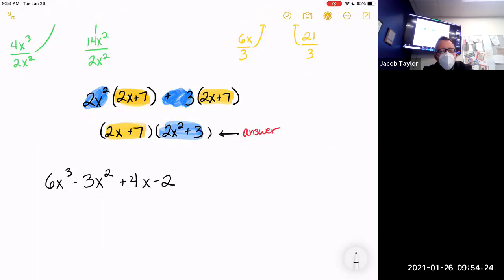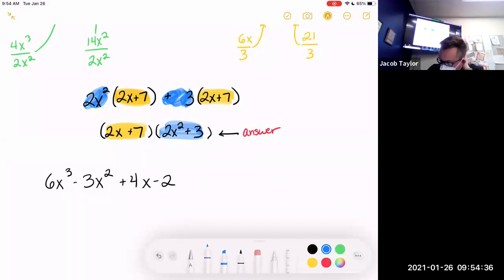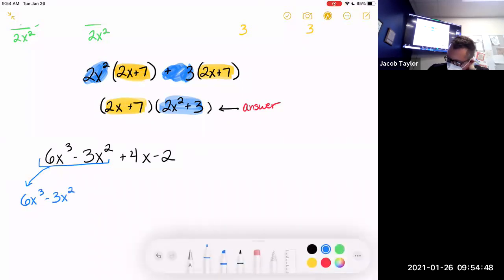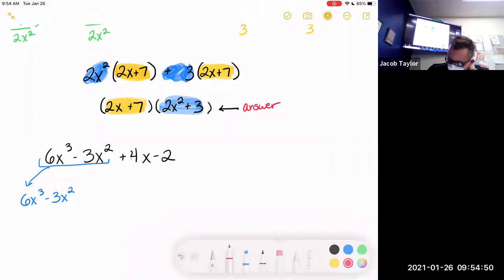So the first thing that we would do in these problems is we would see if all 4 of these have a greatest common factor. Now, in this case, they don't. All 4 of them do not have a greatest common factor, but we would still check first. Now we're going to group them up. So these 2 are going to be in a group together over here, and these 2 are going to be in a group over here.